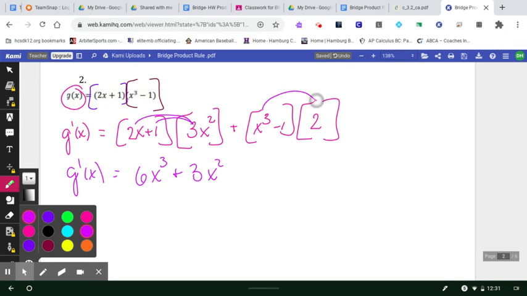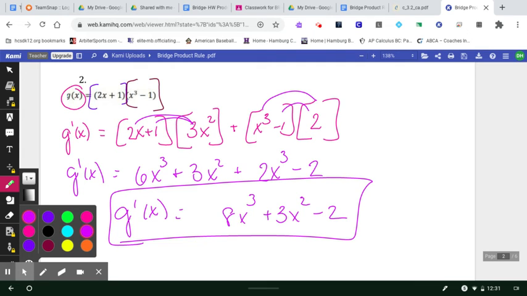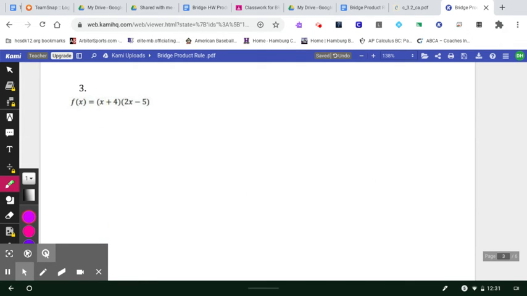And then I'm going to distribute kind of that through. So plus 2x cubed minus 2. So what does that get me? 8x cubed plus 3x squared minus 2. And we have our derivative using product rule. All right, so why don't you copy this question down, pause it, try it on your own, and we'll compare.